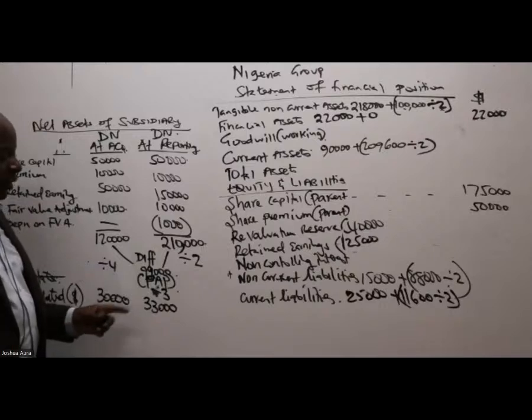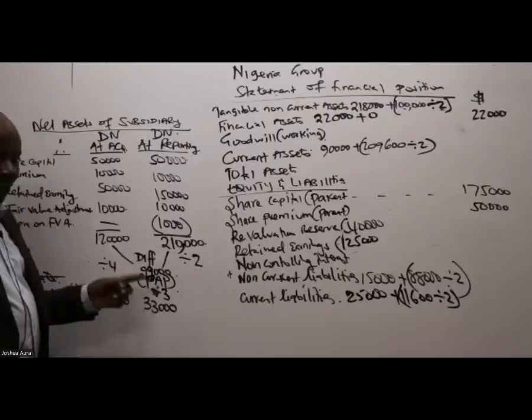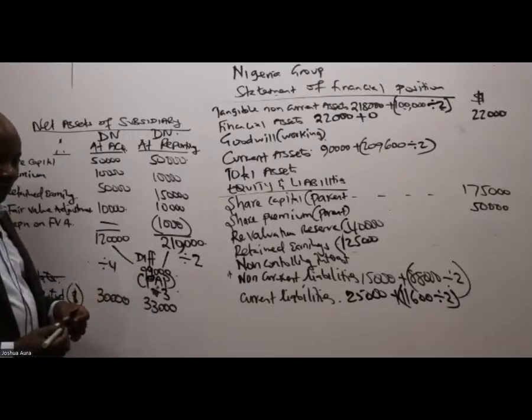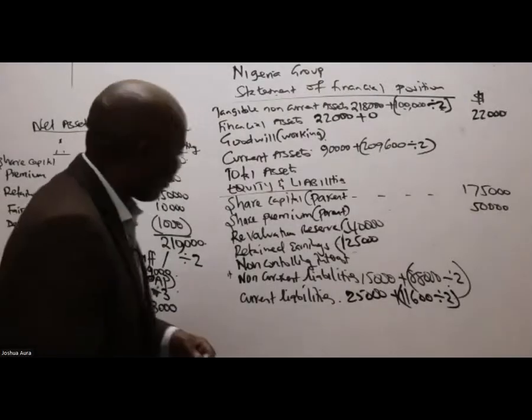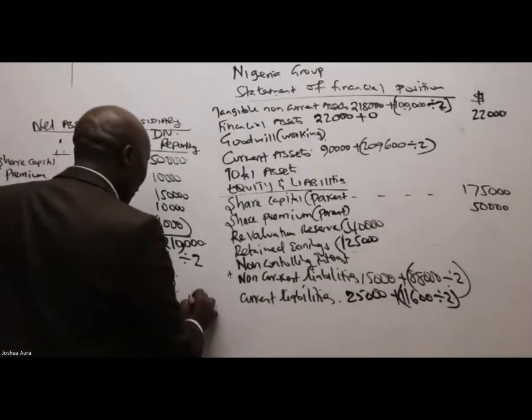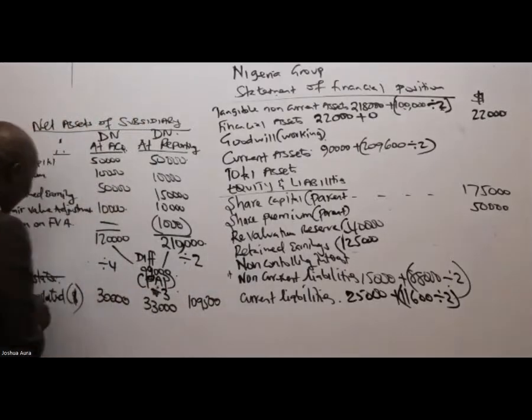219,000 divided by 2 gives me what figure, somebody? They're not talking to me. It is 109,500.